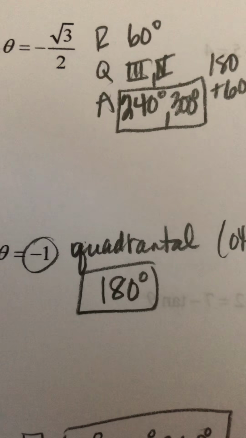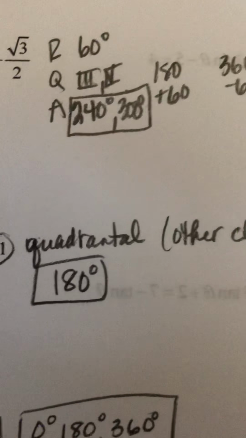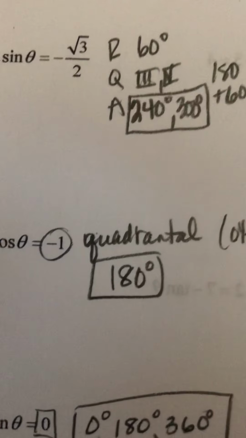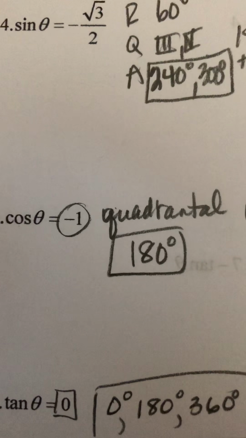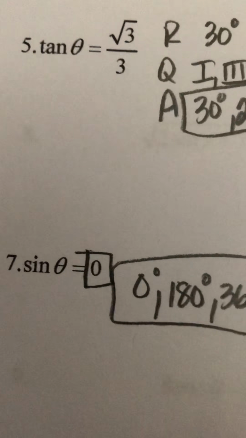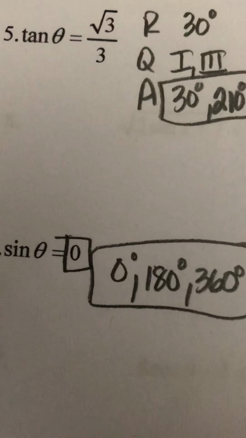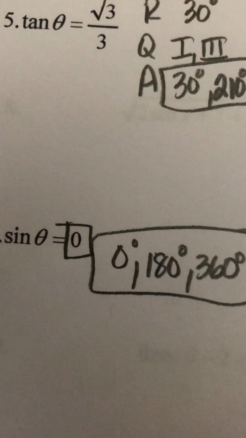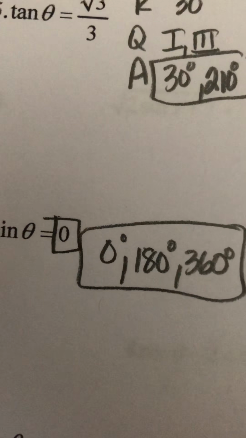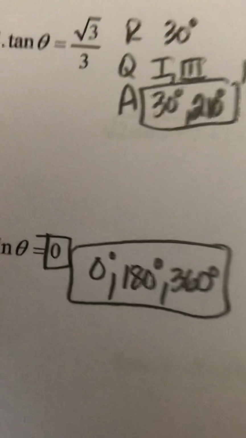Remember, we said on page 4 we have those two charts, the special 30, 45, 60 chart or the quadrantal angle chart. But anytime we have cosine or sine equal to 1, 0, or -1, it's going to be one of the quadrantal angles. Now if we go to number 7, sine is 0, another quadrantal angle. When is sine 0? Unit circle, sine is y. When is the y-coordinate 0 on our quadrantal angles? Well, if we look at the chart on page 4, we see sine is 0 at 0, 180, and 360.